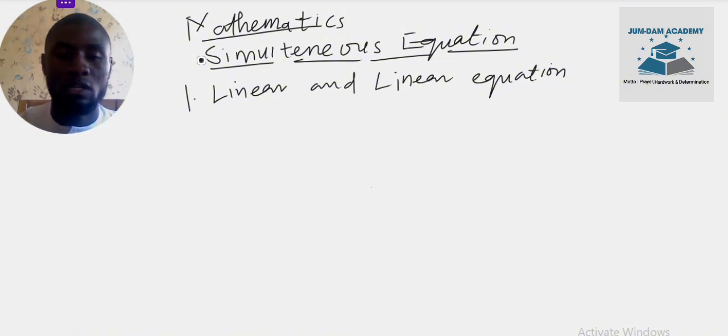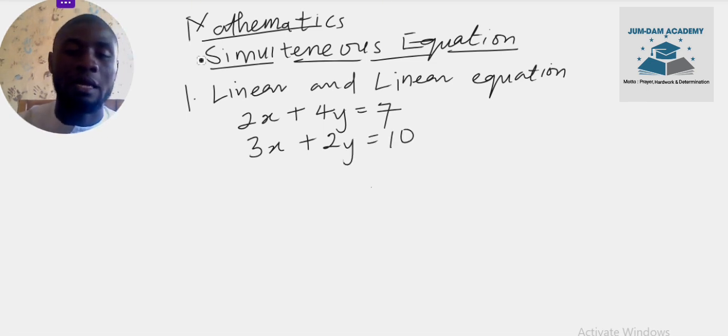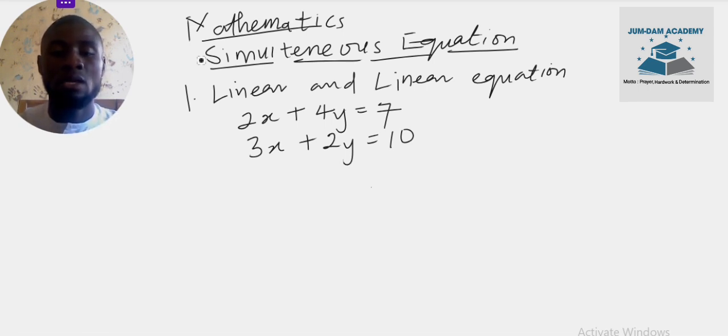An example of linear equation is 2x plus 4y equal to 7, and probably we have 3x plus 2y equals to 10. So we say these two are linear equations. They are linear equations: 2x plus 4y equals to 7, 3x plus 2y equals to 10. Because they occur at the same time, the value of x and y in the first equation should be the same as in the second equation.